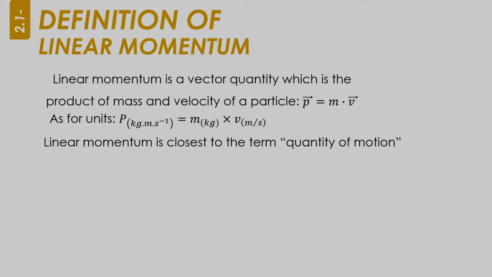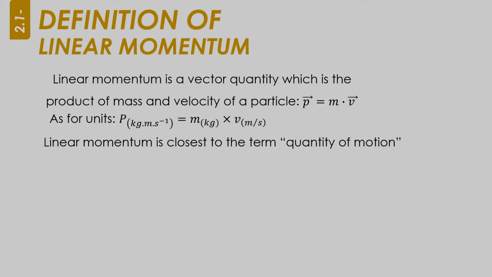Linear momentum is a vector quantity which is the product of mass and velocity of a particle or an object. P vector equals m dot v vector. So you notice that in linear momentum, we combine two terms, which are the mass of an object, and the mass is related to the amount of matter in that object, and the speed, or more specifically, the velocity of that object. So if I want to describe the motion of an object, I can go to momentum and use it as a full description, including the mass and the velocity. Don't forget that velocity is speed and direction, right?